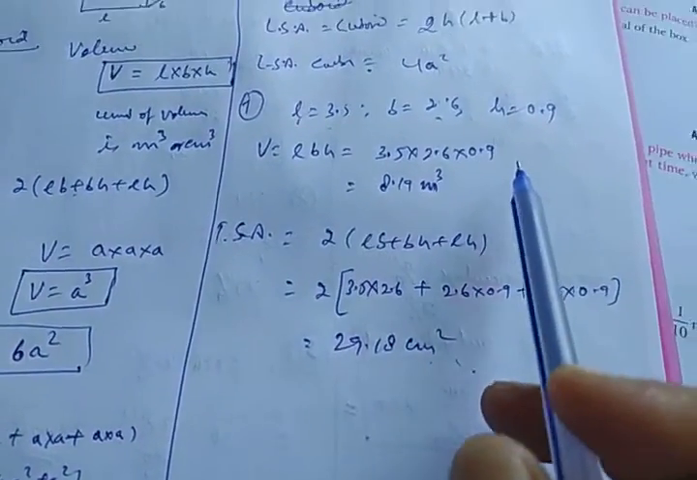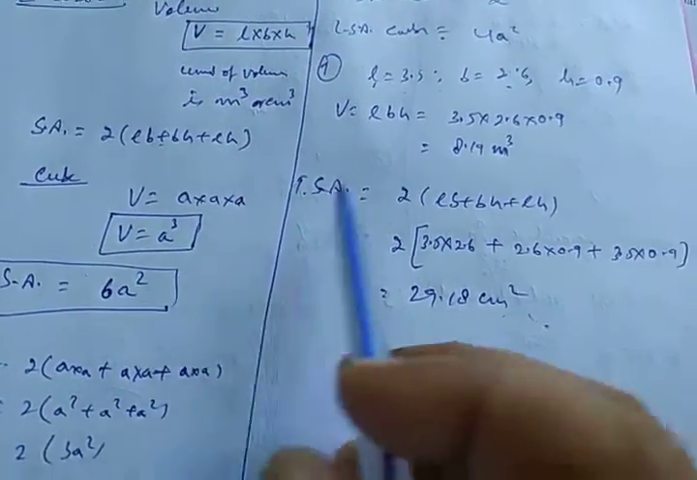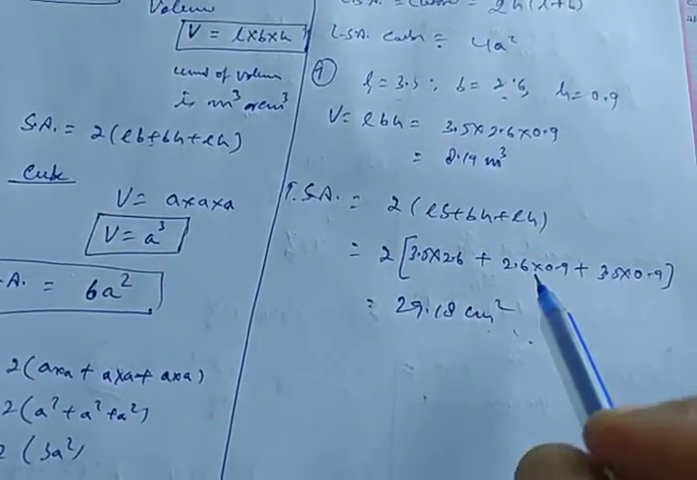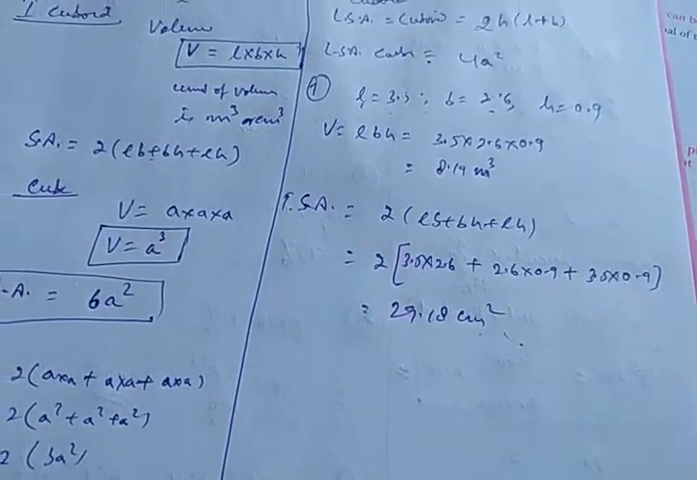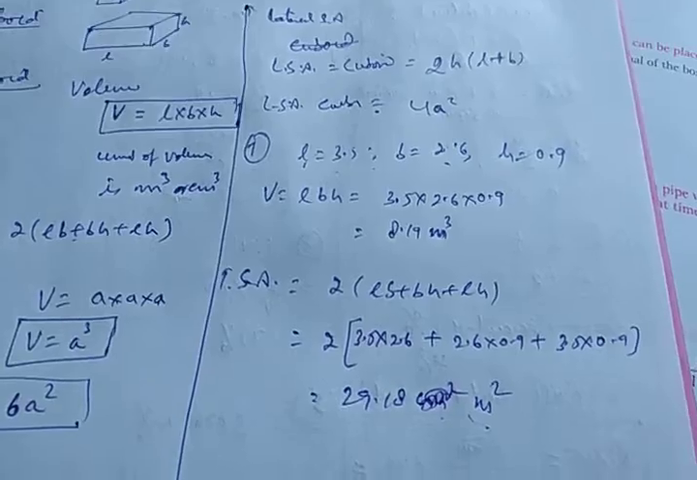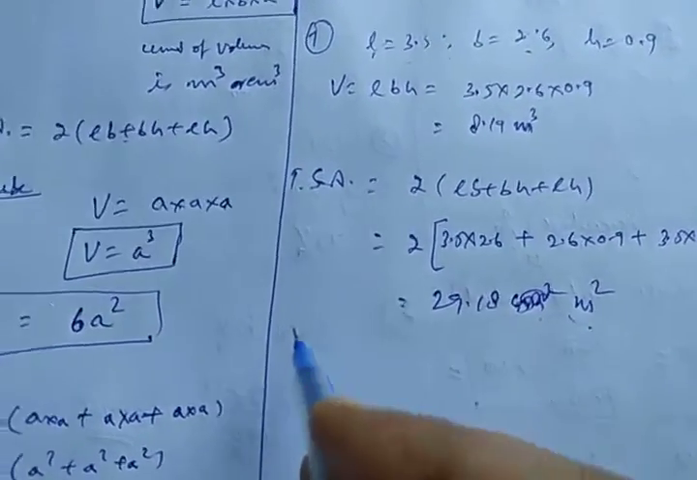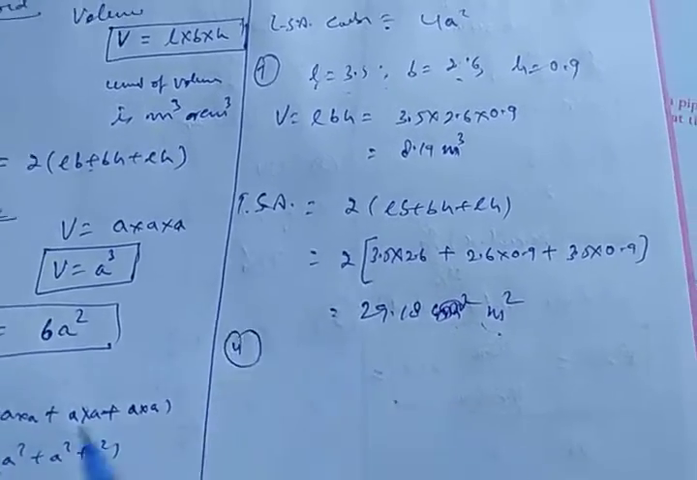In case of volume, you are multiplying three sides, means centimeter into centimeter into centimeter, then its unit will become centimeter cube. It is given in meters, then it would be meter square. This is a simple application of formula. There is nothing in this exercise. Let us discuss question number 4 once.